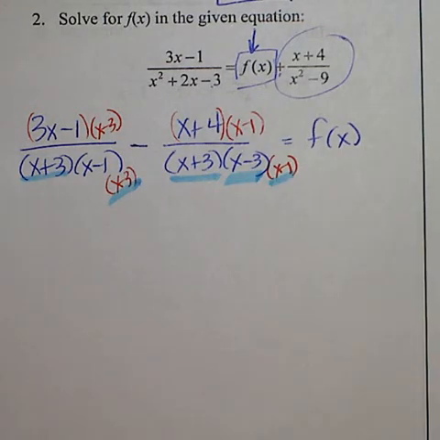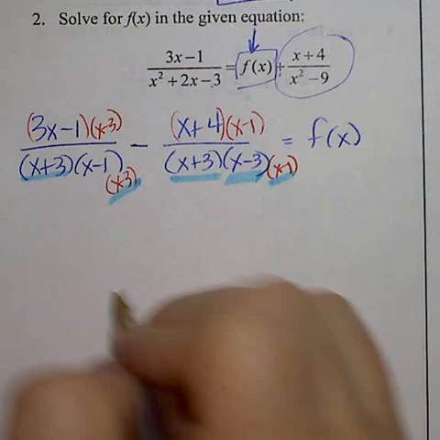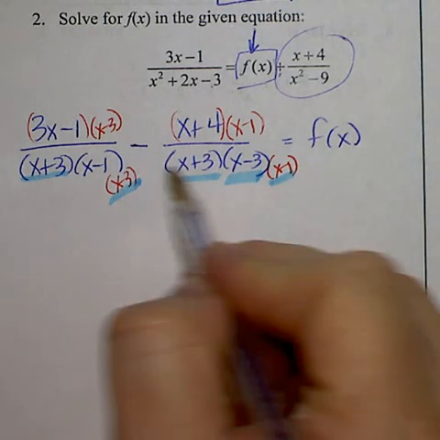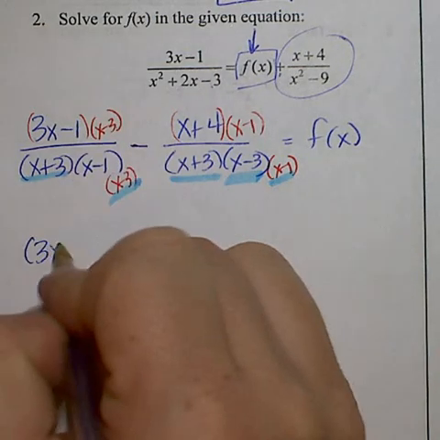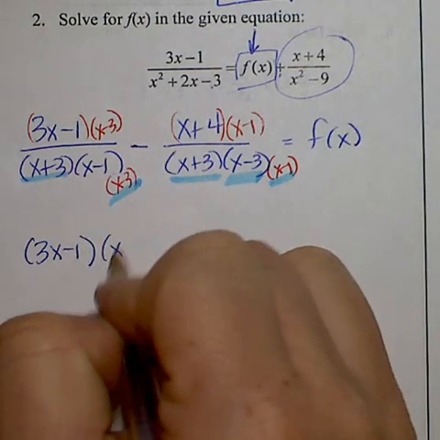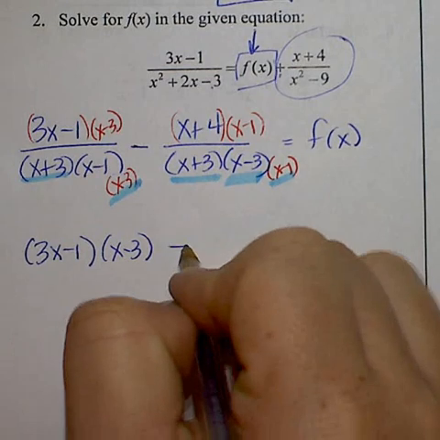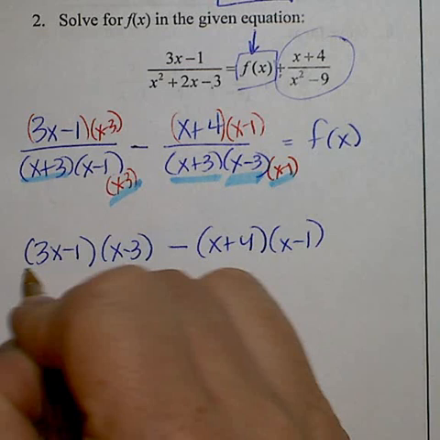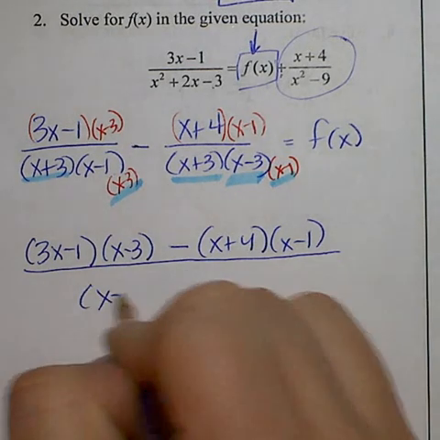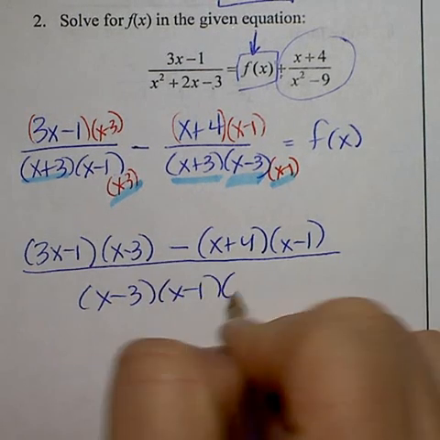Okay, so now I have a common denominator. It's x plus 3, x minus 1, and x minus 3. The order you write them in does not matter. So on top, I'm going to come back to the denominator a little bit later. On top, I have 3x minus 1 times x minus 3, subtract x plus 4 and x minus 1, and that's all over x minus 3, x minus 1, and x plus 3.